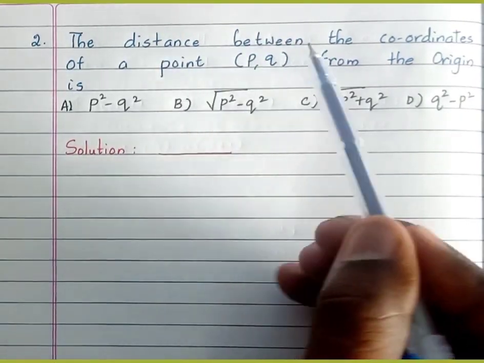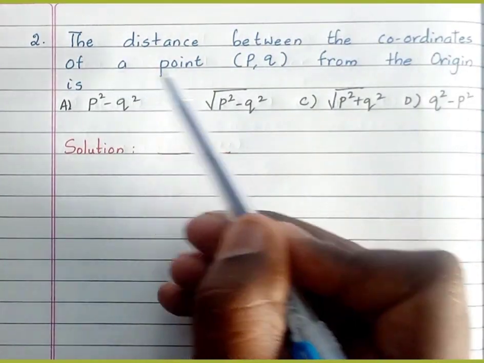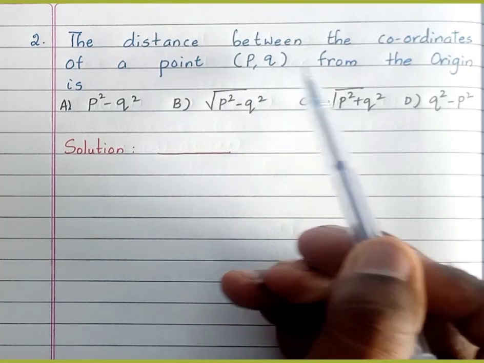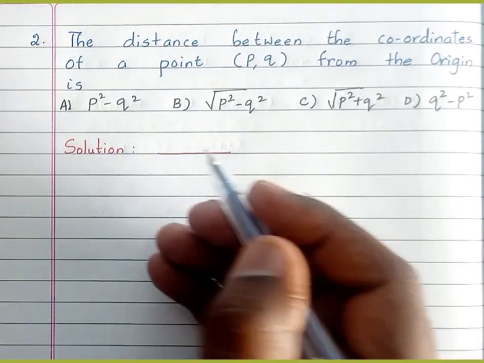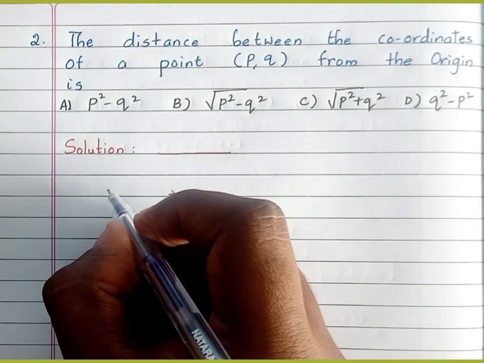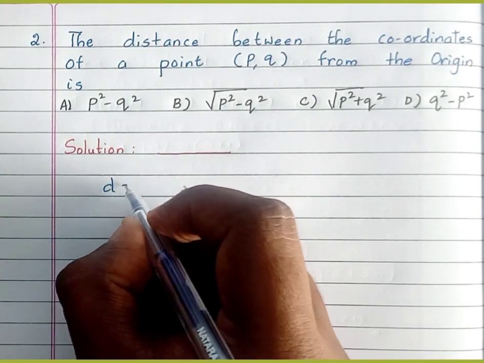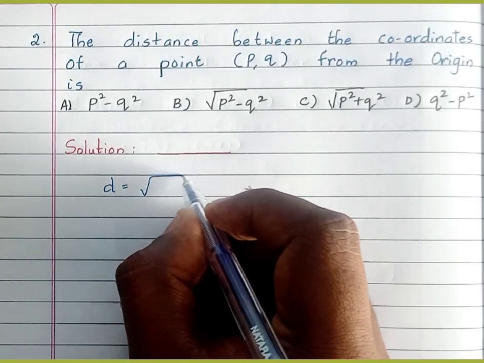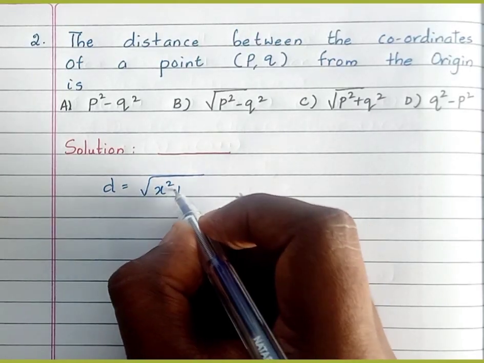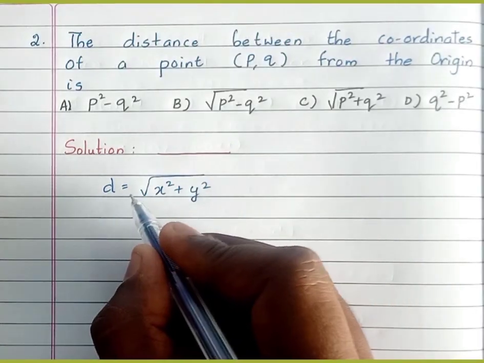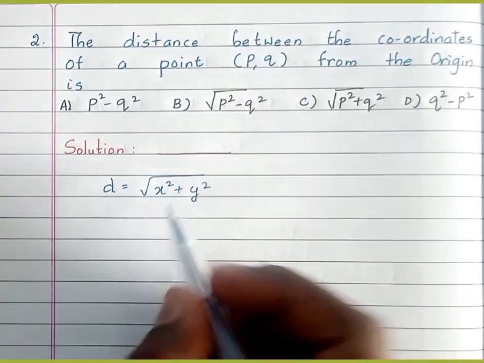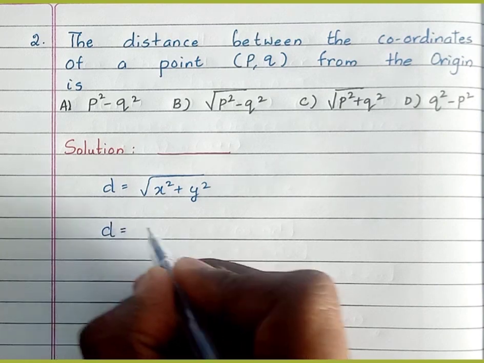Second question, the distance between the point with coordinates P, Q and the origin is. The distance between a point and the origin is given with the formula d equals square root of x square plus y square, that is the square of the x coordinate and the square of the y coordinate.